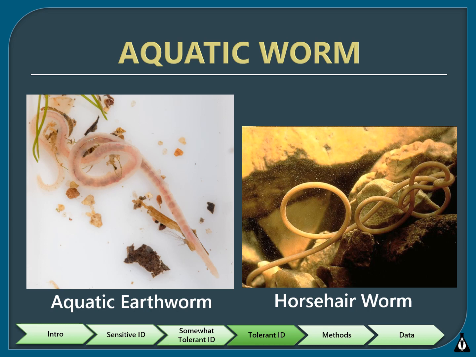They are segmented, long, thin, and often curl back around on themselves. Note on both the blue bug card and on your data sheets, all worm-like organisms, such as aquatic earthworms and horsehair worms, are lumped into one category called aquatic worms.